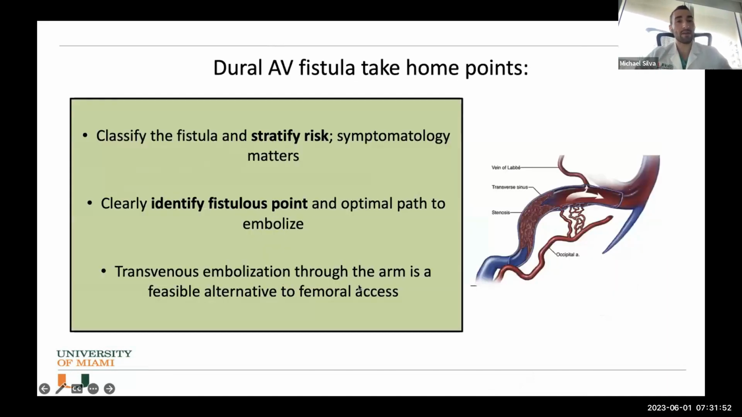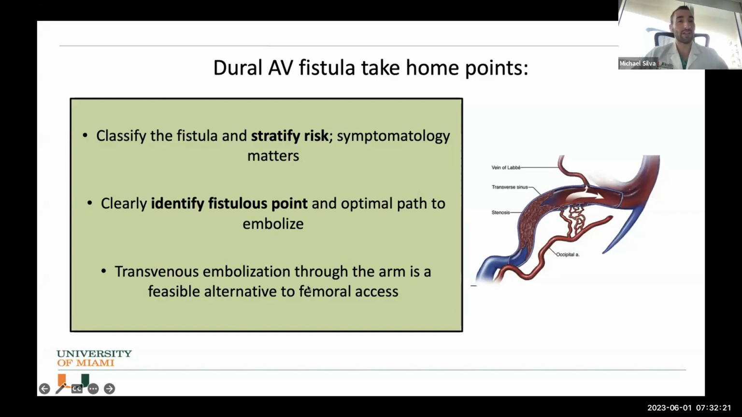So again, stepping back, thinking about dural AV fistulas, the key is classifying the fistula, understanding and stratifying the risk, and symptomatology matters. It's not just the angiographic appearance. In terms of treatment, you need to identify very clearly the fistulous point, even though there may be tons of arterial supply. Most often that leads to a single fistulous point, and once you identify that, you can identify the optimal path to embolize it.